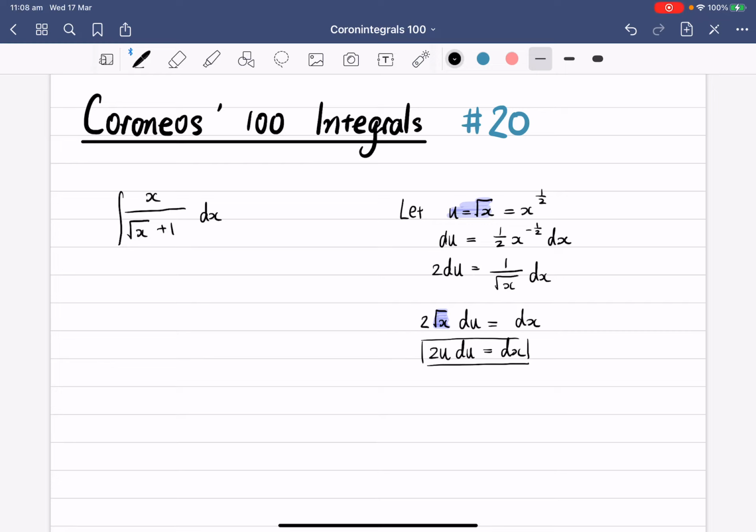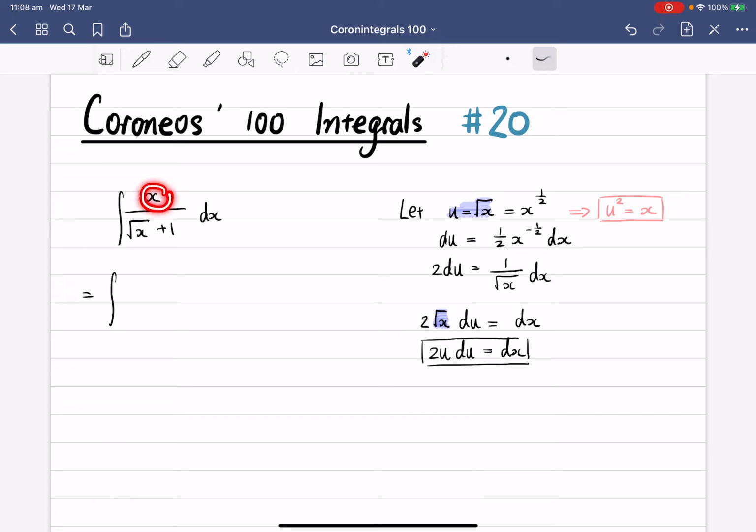But before we do that, we still need to work out what x equals. Since we know that u is equal to square root of x, if we square both sides, we know that u squared is equal to x. And we need that to do the substitution as well. So let's start with the question.